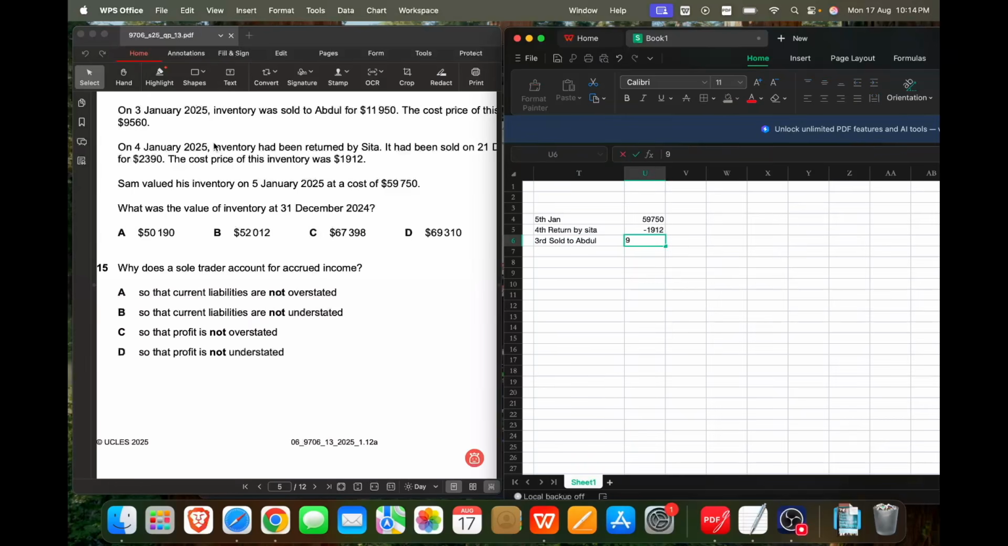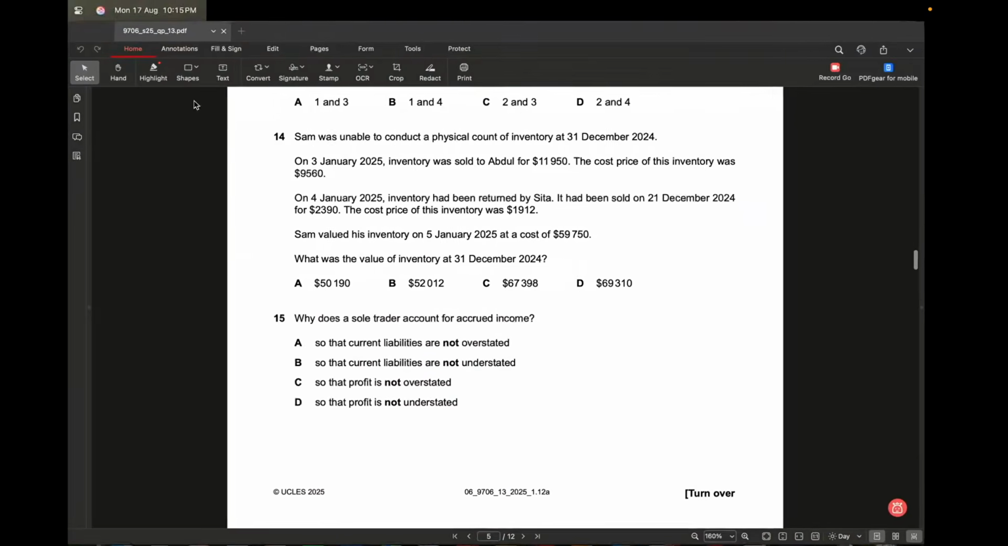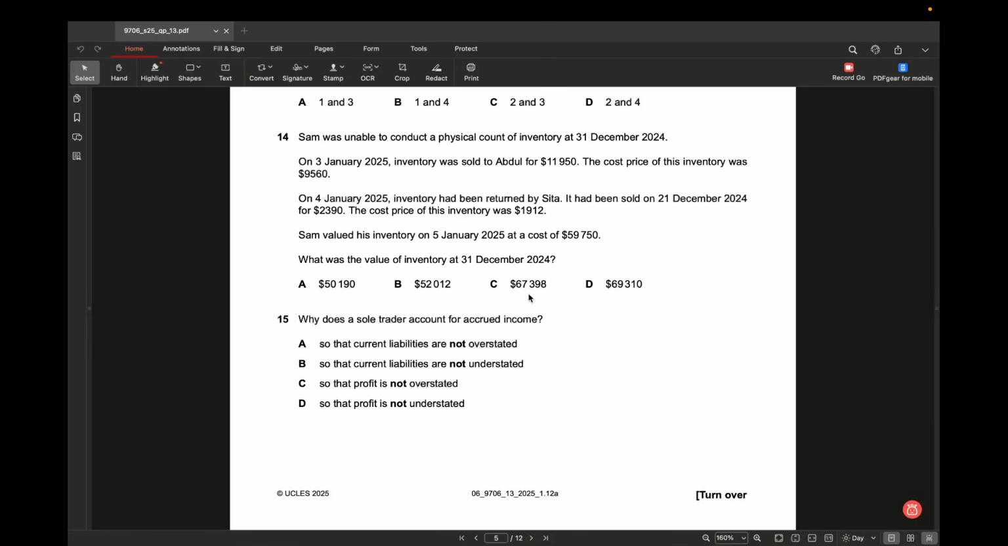Okay, so 9,560. Because this inventory that we have on 5th January, this was after these two transactions. So the inventory that we have on 31st is this 67,398. So your correct answer for 14 is C.